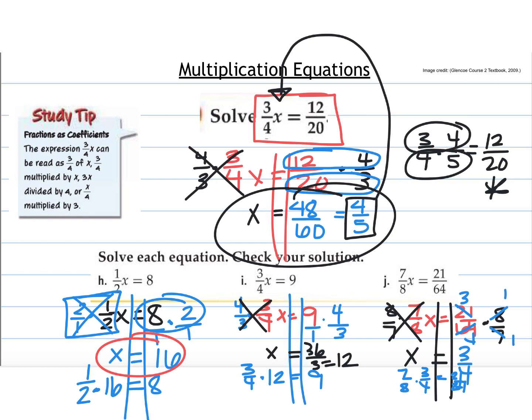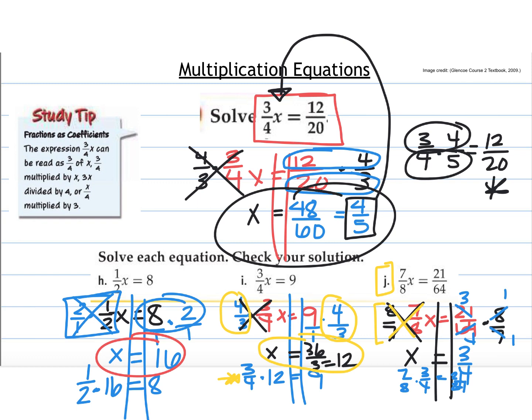Alrighty, so 3/4 x equals 9. I know that because x is being multiplied times 3/4, then I take the reciprocal on both sides, which I did, and I multiplied both sides times 4/3, which then would give me x equals 36/3, which is 12. And then I check it, and that works out. 7/8 times x equals 21/64. So I multiply by the reciprocal, which is 8/7. That cancels. And then I know 21/64 times 8/7.